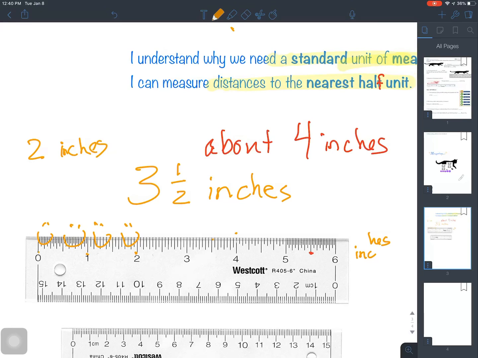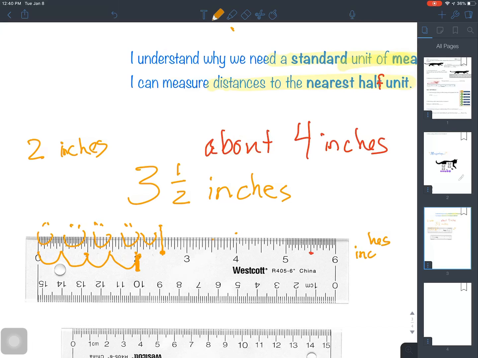And then does it make it all? Let's look at the half mark. Oh, that's pretty far away. So it's actually closest to the 2. So even though it doesn't have a half in it, remember? 1 half, 2 halves, 3 halves, 4 halves. That's 2 whole inches. So the nearest half inch would still be 2 inches.